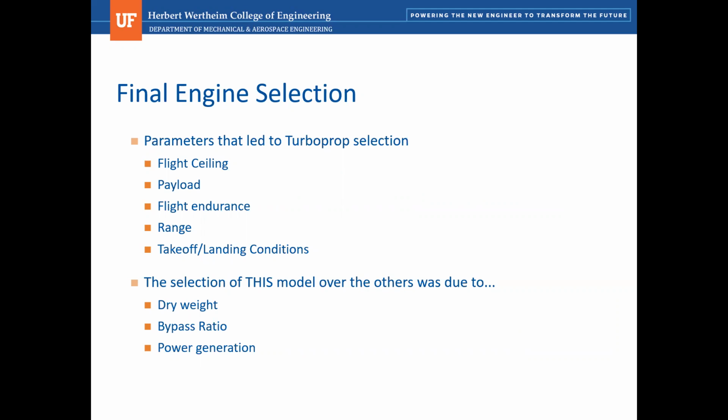Now, the reason for the turboprop selection over the turbofan was advantages in many key parameters, such as flight ceiling, payload, flight endurance, range, takeoff and landing conditions as well. And the selection of this model over some of the other turboprop selections were advantages in dry weight, bypass ratio, as well as power generation.